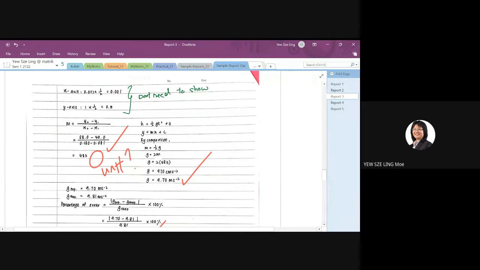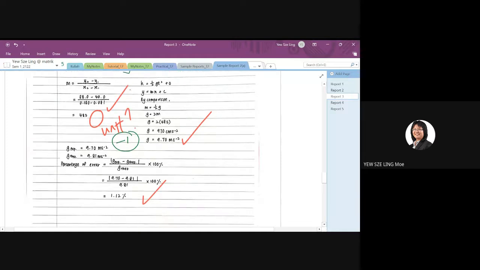So you got the calculations correct. You got the substitutions correct, but then your final answer, where is the unit? You got everything correct, but without unit, 1 mark will be deducted. Even if it's just M, not G yet, you still need to include its unit. M must come with unit, G must come with correct unit.